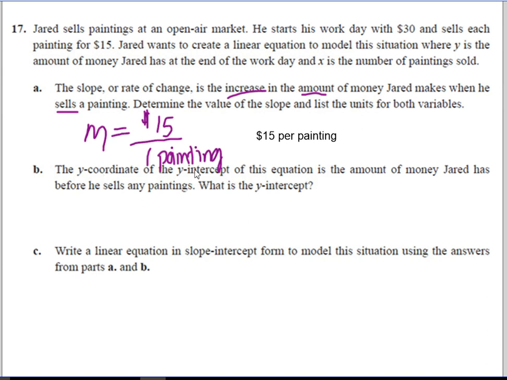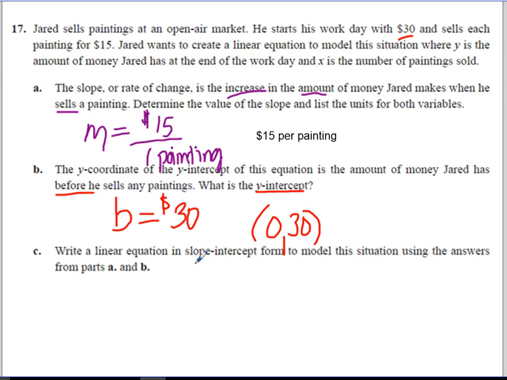Now the y-coordinate of the y-intercept of this equation is the amount of money Jared has before he sells anything. So it tells us that he starts with $30, so that way he can make change if need be. So the b in our y equals mx plus b form is the symbol we use for the y-intercept, and that would be $30. So even if he hasn't sold anything, he still has his $30 that he started with. And so if we want to write that as an ordered pair, it would be 0 paintings sold, he has $30 in his pocket.